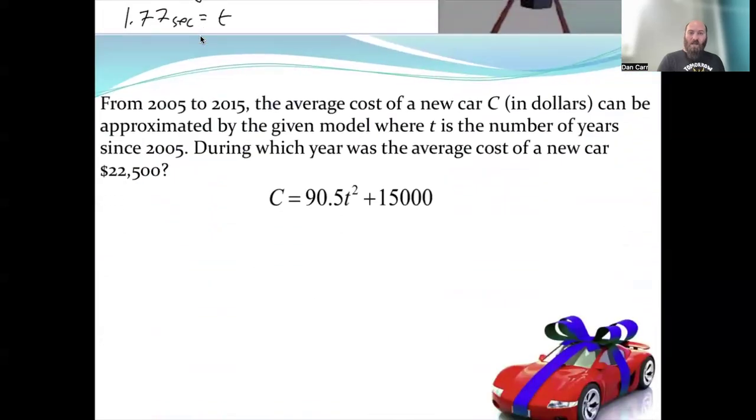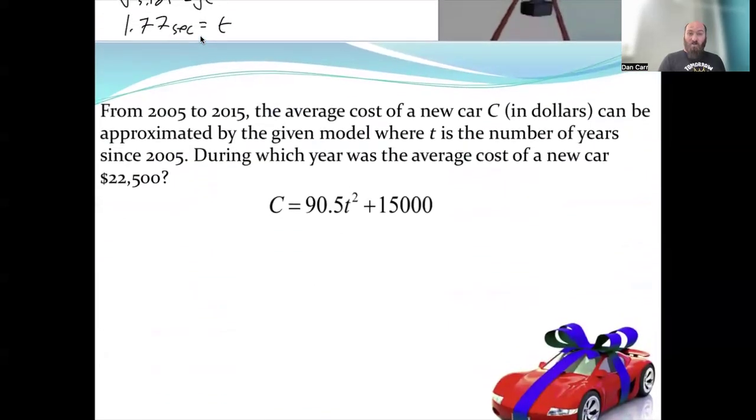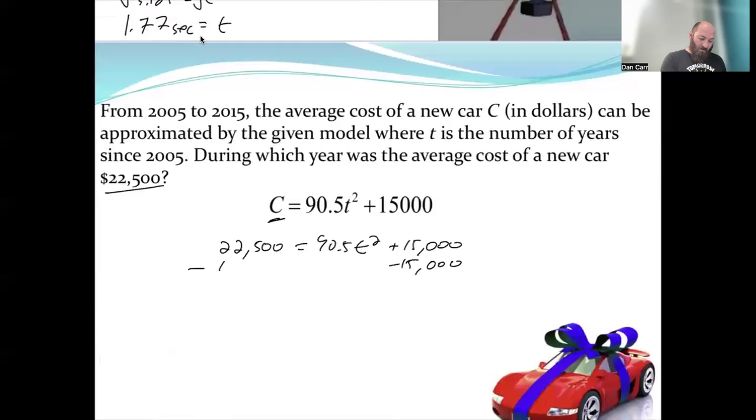Okay. One last answer here. From 2005 to 2015, we have the average cost of a new car is given right here. During which year was the average cost of the new car $22,500? So the idea is that that's going to replace C. So 22,500 equals 90.5 t squared plus 15,000. Solving this with my square root property idea, we're going to subtract 15,000. Okay, so we got 22,500 minus my 15,000 is going to give me 7,500 is equal to 90.5 t squared.